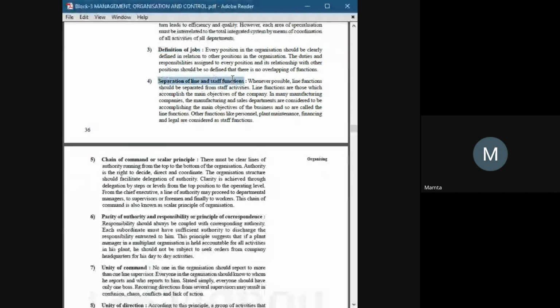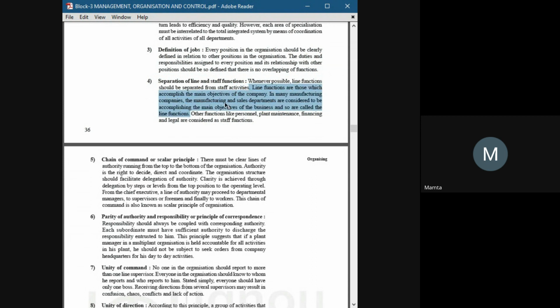Separation of line and staff function. Whenever possible, line function should be separated from staff function. Line functions are those which accomplish the main objective of the company. Focus on this point. In many manufacturing companies, the manufacturing and sales departments are considered to accomplish the main objective of the business and are so called line functions.